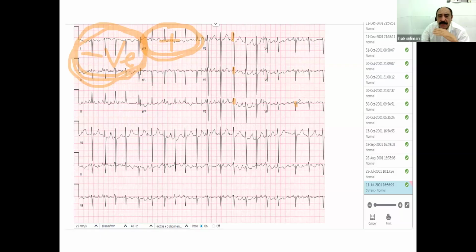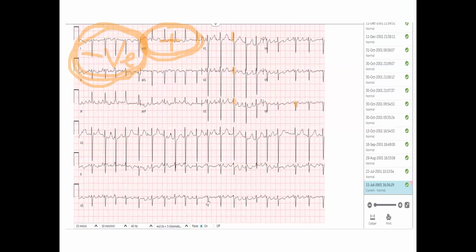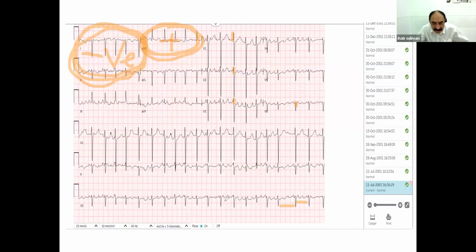And what about the rhythm? What do you think about the rhythm? Anybody would like to comment on the rhythm of the ECG? What does this ECG rhythm look like to you? The rhythm on the ECG looks irregular. Irregular.